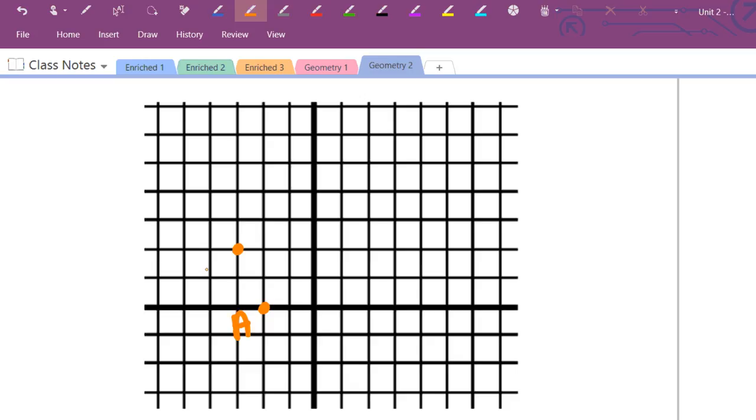And we know B is over 0 up 4, 1, 2, 3, 4. That's B. You can connect them if you want. We're going to dilate that by a scale factor of 1/2. So, which point do you want to travel to first? A or B? Okay? To get to A, you go down how many? And over how many? So now you're going to dilate by a scale factor of 1/2.